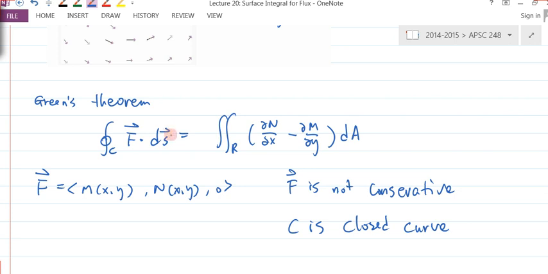Essentially, the idea is you don't want to calculate this left side. Instead, you get the answer by evaluating the double integral, right? Instead of evaluating a line integral here.